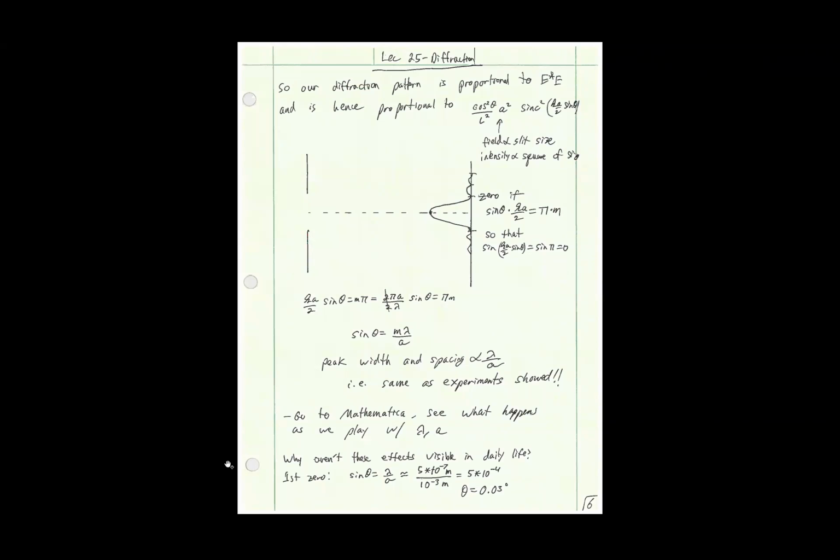No questions. Okay, so then let's talk about why these effects aren't visible in daily life. Well, the first zero happens when sine theta is lambda over a. Let's say our aperture is 1 millimeter. Then our first zero will happen at an angle whose sine is 5 times 10 to the minus 7 meters, that's about the middle of the visible range, give or take, divided by 10 to the minus 3 meters. So the sine will be 5 times 10 to the negative 4. And if you do the math, that works out to be 0.03 degrees. That is a minuscule angle.